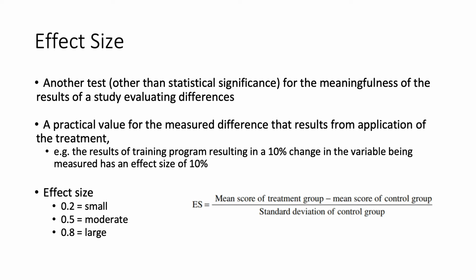We've discussed this test previously, but again, this is another test for the meaningfulness of the results of a study evaluating differences. This is a practical value for the measured difference that results from application of the treatment. So for example, the results of the training program resulting in a 10% change in the variable being measured has an effect size of 10%. We can calculate the effect size as long as we have the mean score and the standard deviation. So again, an effect size of 0.2 is small, 0.5 is moderate, and 0.8 is large.